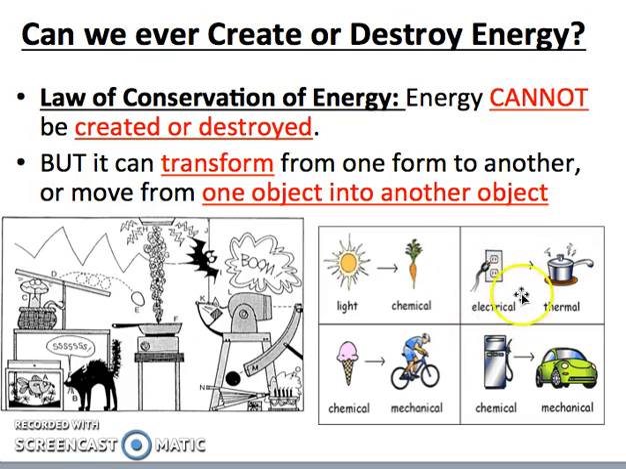We can convert electrical energy into thermal energy when we plug our stoves into the electrical socket, right? So we're transforming electricity into heat. Here we're transforming food, chemical energy, into mechanical energy. So we ate food so we can power the bike. And here we're transforming chemical energy, fossil fuels, into mechanical energy. So we burn fossil fuels in order to power our cars. Okay?